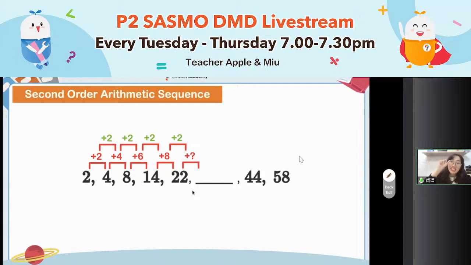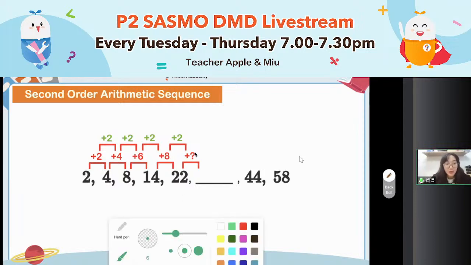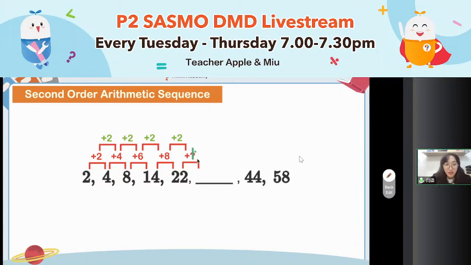And you can see that the difference here is always 2, 2, 2, 2 on the top, right? And then move on, we have 2, 4, 6, 8. So what is the next number? It should be plus what? Plus 10, right? Okay, write it down. So 22 plus 10 equals 32.